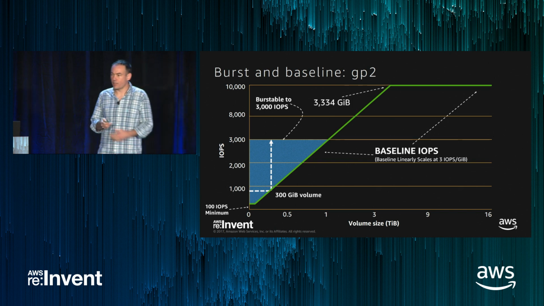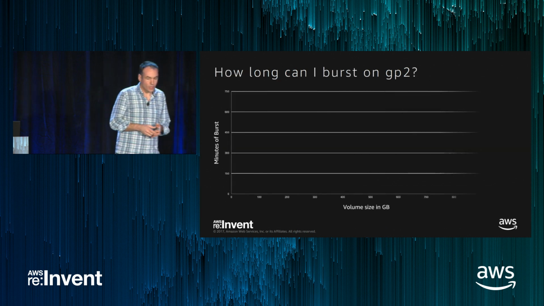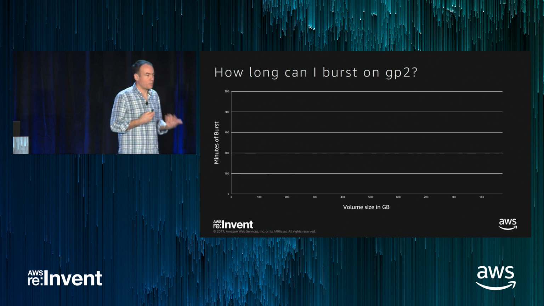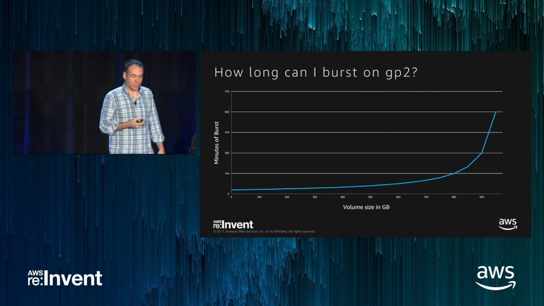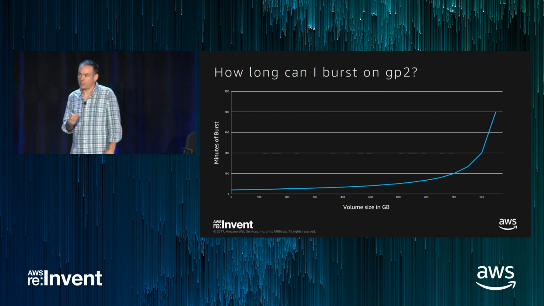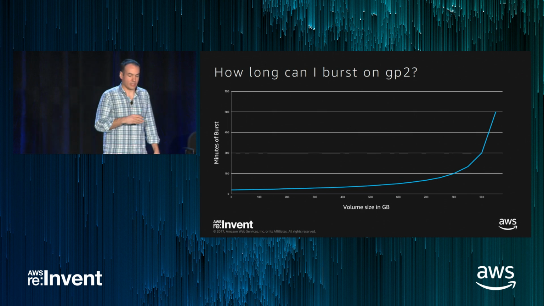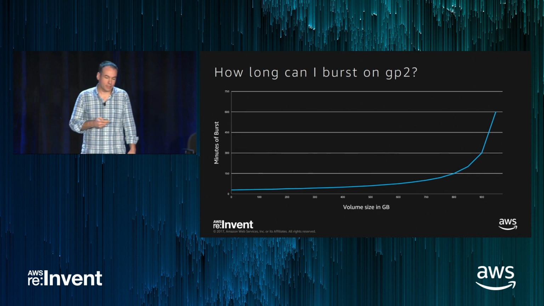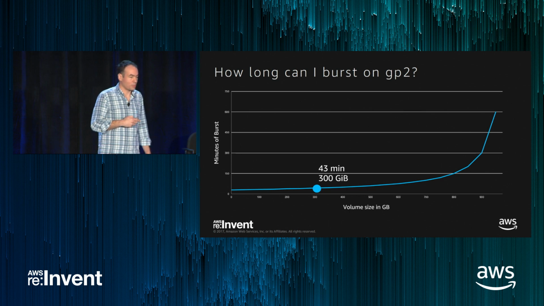Now the question that I do often get is, how long can I burst? Since the token bucket is constantly refilling based upon your volume size, the amount of time that you can burst actually increases as your volume grows. Our smallest GP2 volumes can burst for 30 minutes, or enough for a couple reboots, maybe even a kernel build in there, especially on one of our new C5 instances. As your volume grows, the amount of time grows. So our 300 gigabyte volume can burst for 43 minutes in this example.